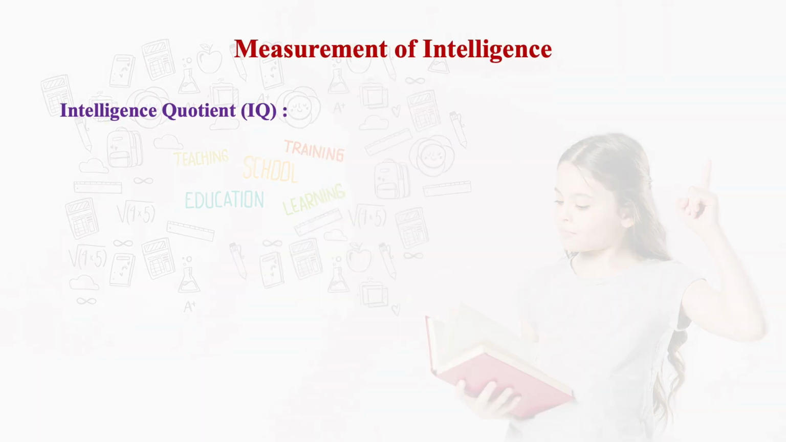So far as the measurement of intelligence is concerned, that's called the intelligence quotient, that is IQ. We usually use this word: what is the IQ of the student, what is the IQ of a 9th standard student? So what does it mean? IQ means intelligence quotient. Here, try to understand how to determine the IQ of the student.